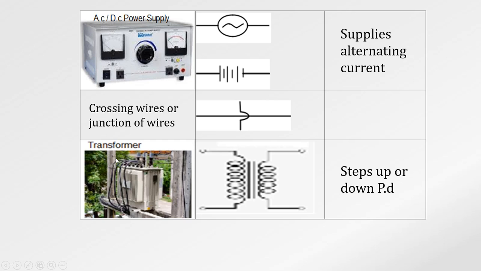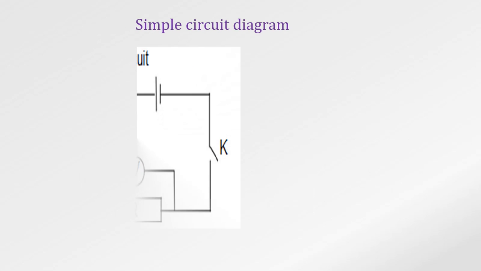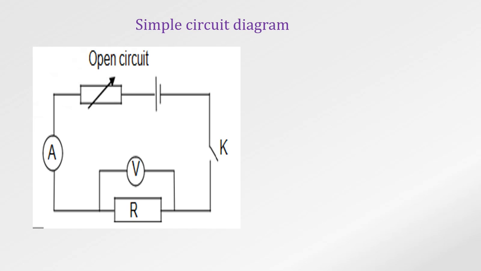A transformer. This is the symbol which steps up and down the PD, or the potential difference. So those are some of the devices that are used in connecting current in an electric circuit. We shall be using some of them in our lesson. So we go back to our arrangement of a simple circuit.